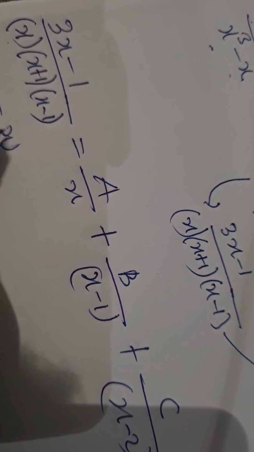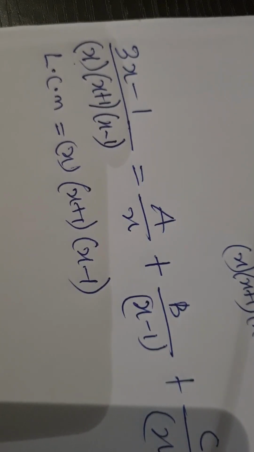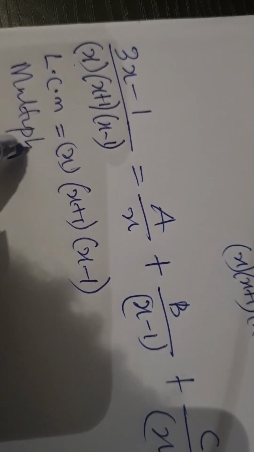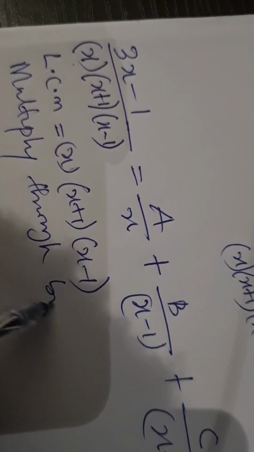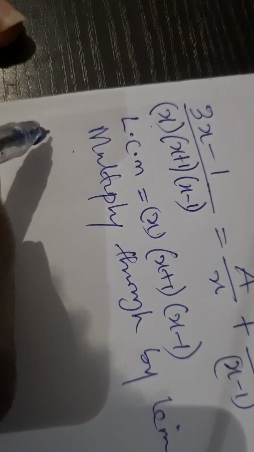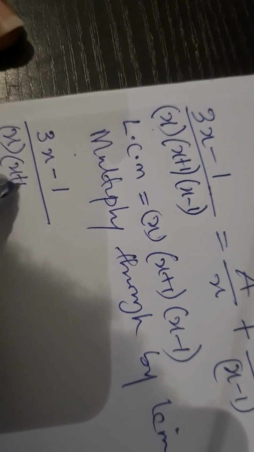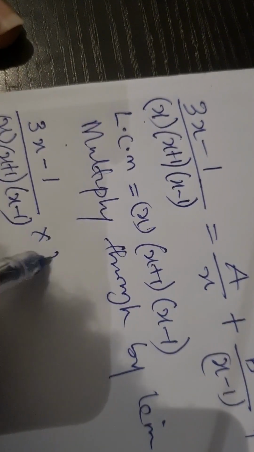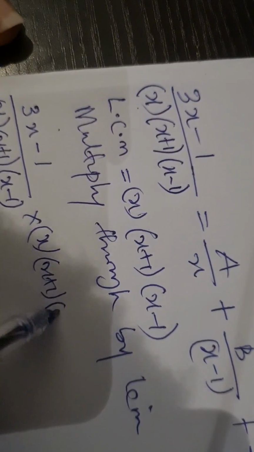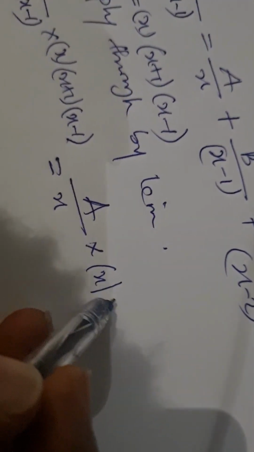Here the LCM is equal to x, plus 1 and x minus 1. That's the LCM. So we are going to multiply through by LCM. You multiply through by LCM, you have 3x minus 1 over x plus 1, x minus 1, multiplied by x plus 1, x minus 1, right? Equal to a over x, right? Multiplied by x plus 1.